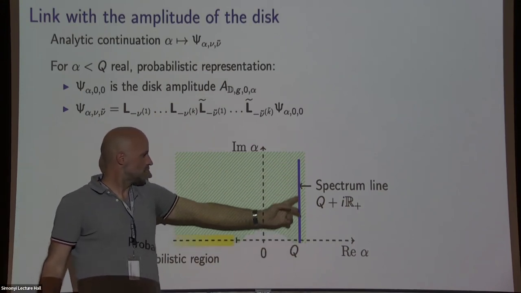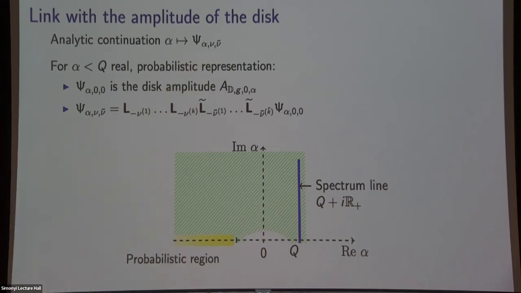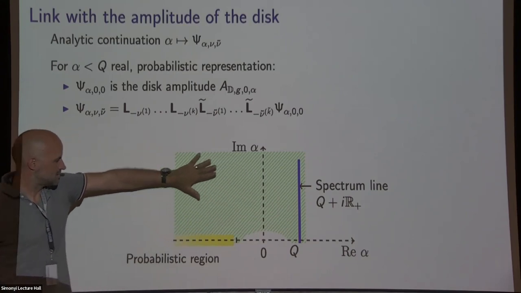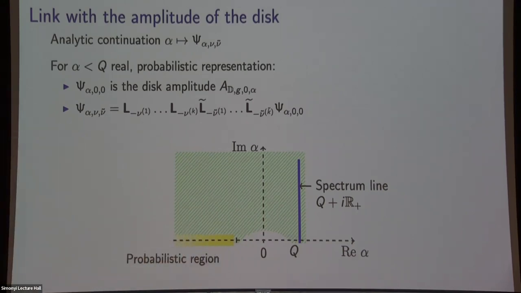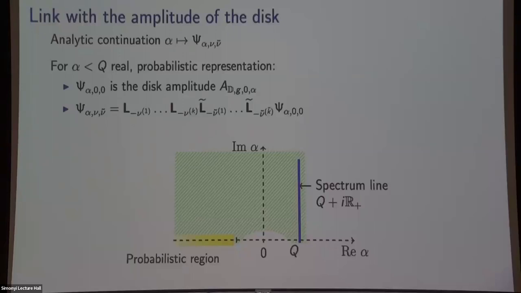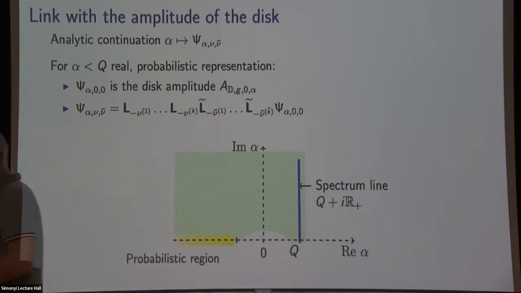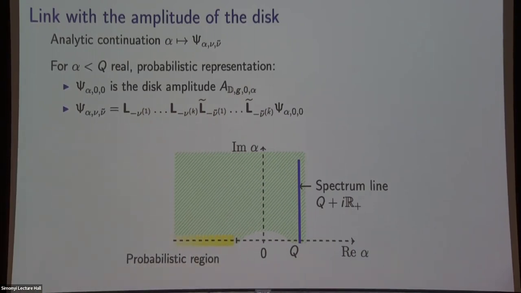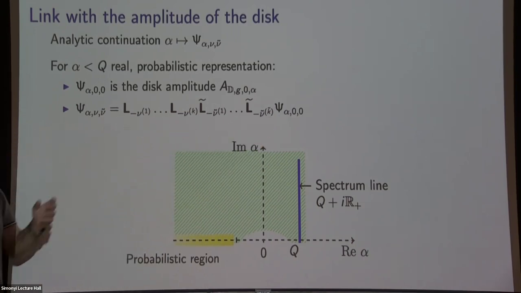If you are on the spectrum line Q plus iR plus, this psi alpha corresponds to the eigenstate of the Hamiltonian. Okay, but you can extend these states analytically to the complex plane, and there is a region when alpha is on the real line where we have a probabilistic expression for these states. So for these states, we can show that indeed the analytic continuation corresponds to the disk amplitude I was mentioning in the beginning. The disk amplitudes replace the role of highest weight vectors. And still using probability theory, we can show that the other eigenstates can be generated from the disk amplitude by the action of the Virasoro algebra.